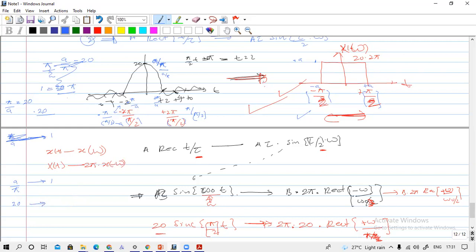So how can we map it? Here A by 5 is divided by A by 5 to map it to 1. So our A is here, 5 by 2.